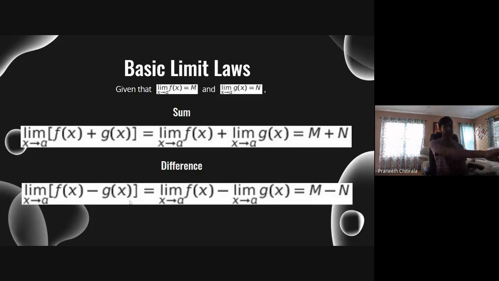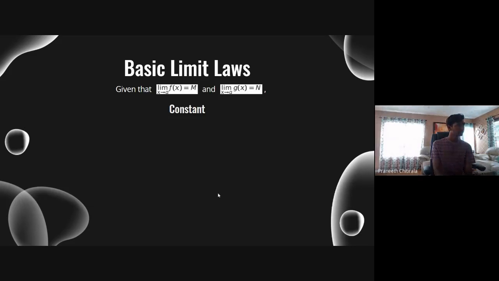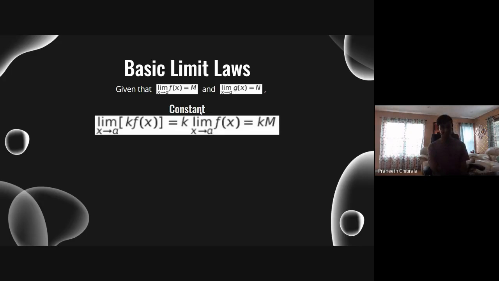So you can separate the limits, and you get individual limits, and you get m minus n. Now with a constant, it's easier as well. If you have the limit of a constant times the function, just bring the constant out and then take the limit of the function itself. And then you get k times m.